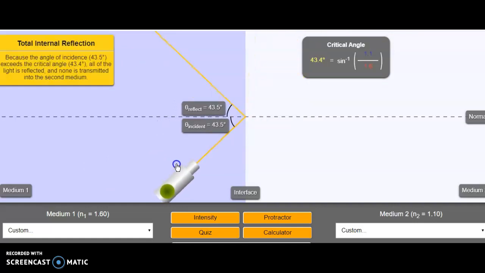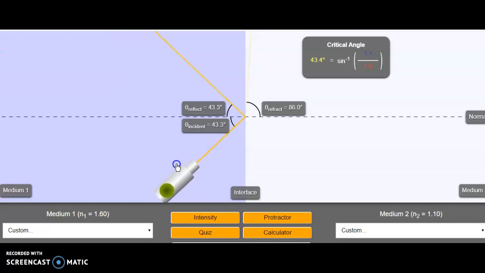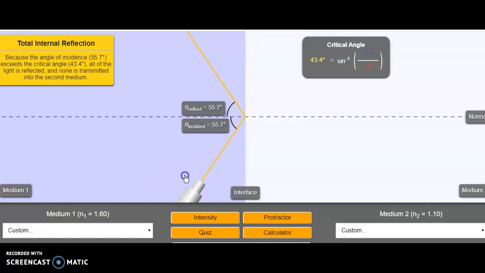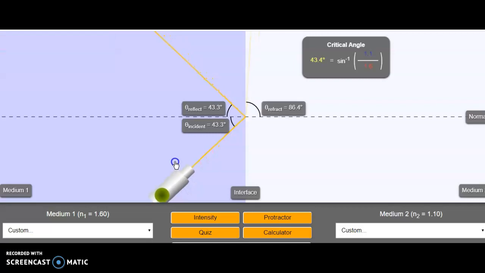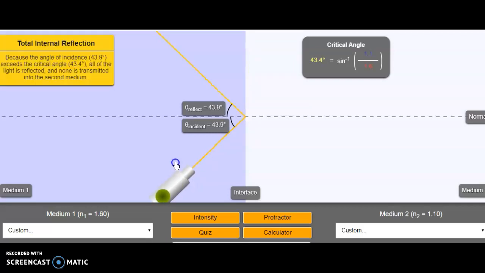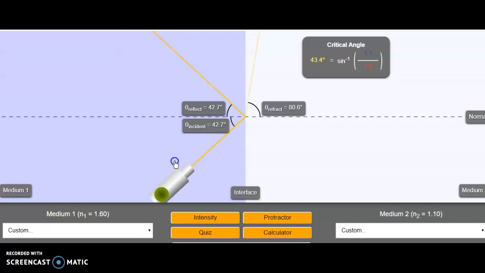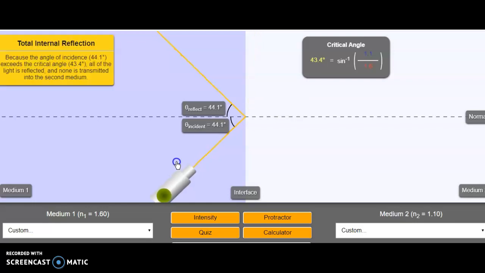Whenever I reach 43.4, you could see I have a refraction here. Now it's 90 degrees. And now, greater than 43.4, you could see that's total internal reflection.